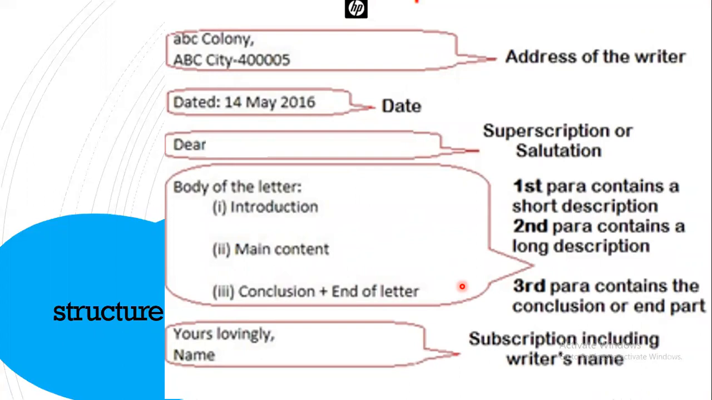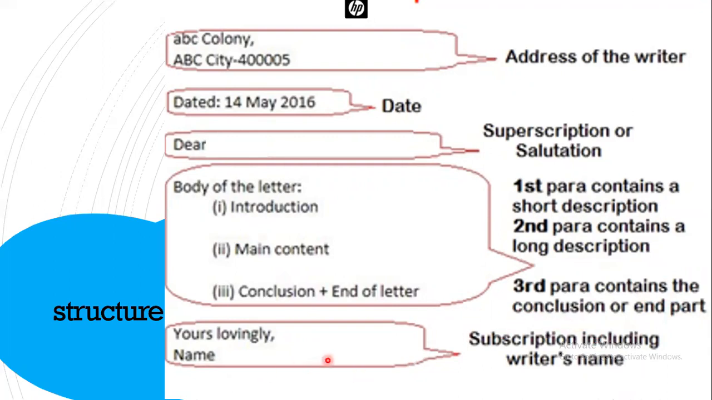Okay, so this is another example where we have the address. We're going to start with the address. Then comes the date. Then comes dear. Dear could be anything, dear mother, dear father, dear cousin, or if you want to show the name. Then comes the body of the letter, introduction, main content, conclusion, plus end of the letter. This body of the letter can include a first paragraph with a short description, a second paragraph with a long description, and a third paragraph that contains a conclusion or the end part.